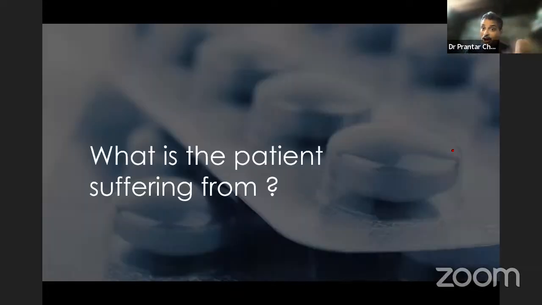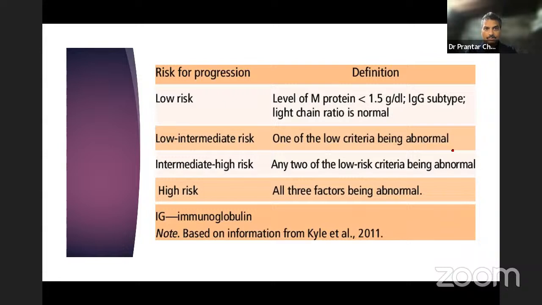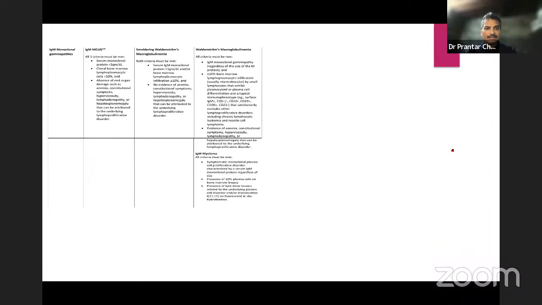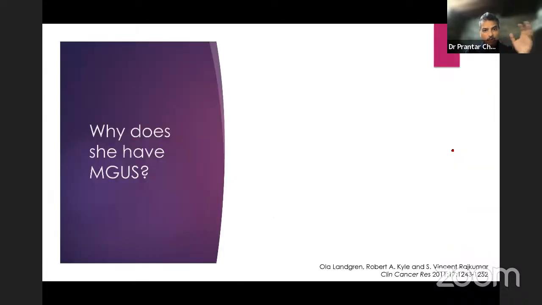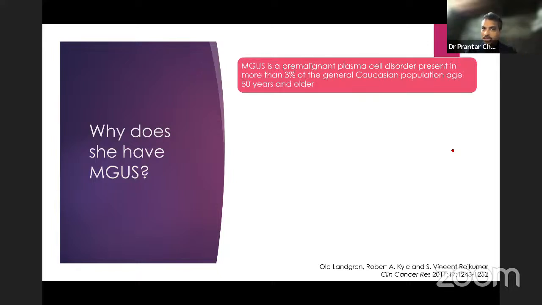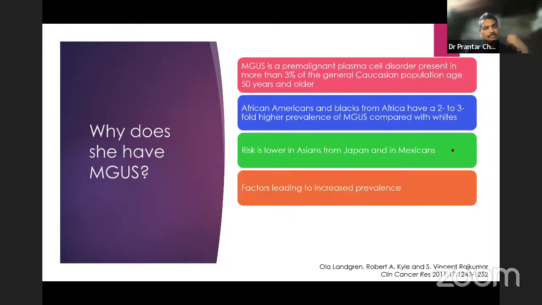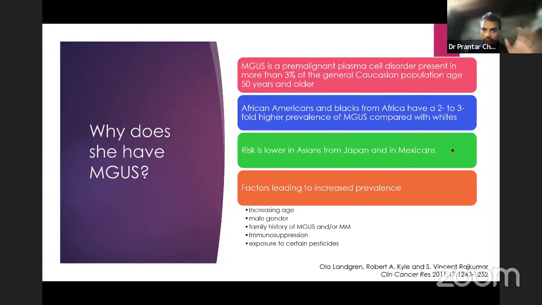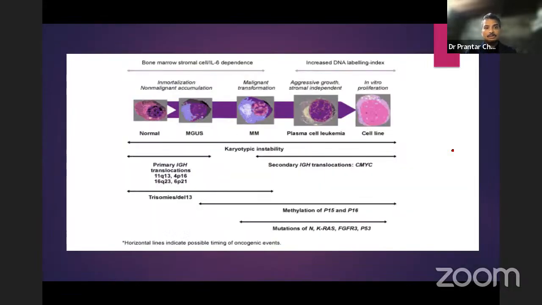So, what is our patient suffering from? Our patient actually has MGUS, and you can stratify the risk depending on what they are. And why does she have it? Because 3% of the Caucasian population has it; in Indians, we are doing the study, and risk is lower in Asians from Japan. We do not know our prevalence, but increasing age, male gender, and family history carry a higher probability.